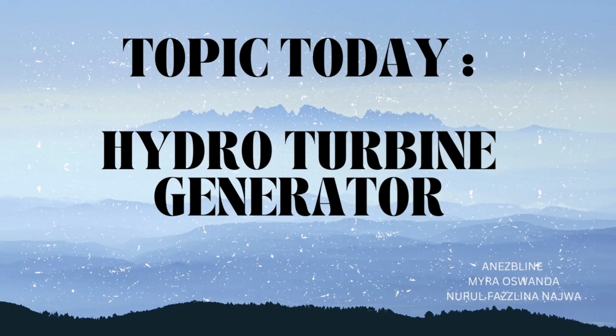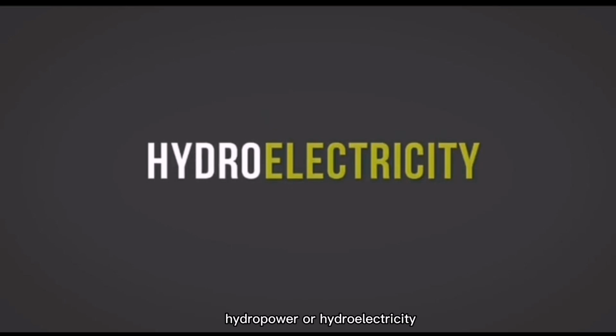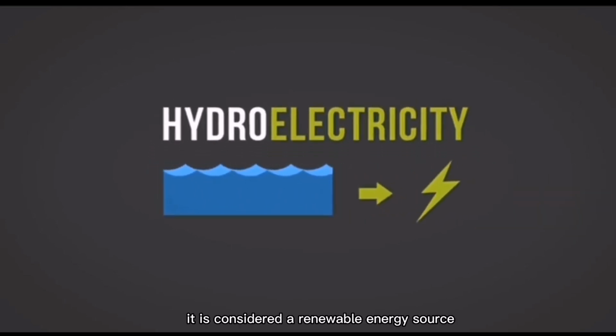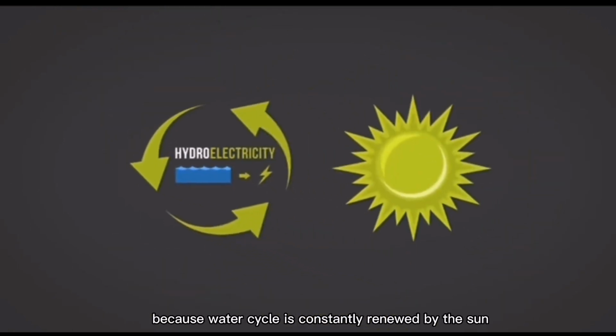Today we are going to present the hydro turbine generator. Hydropower, or hydroelectricity, refers to the conversion of energy from flowing water into electricity. It is considered a renewable energy source because the water cycle is constantly renewed by the sun.